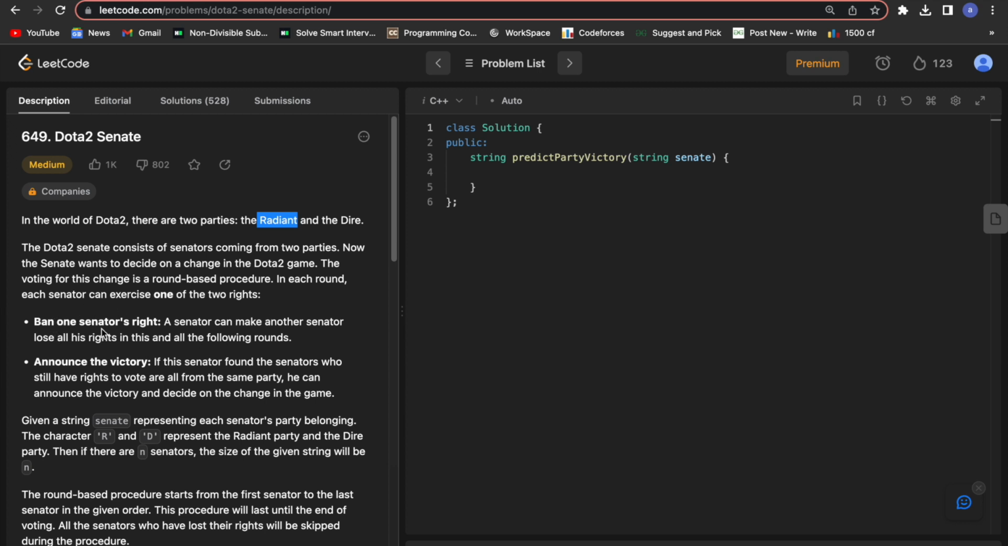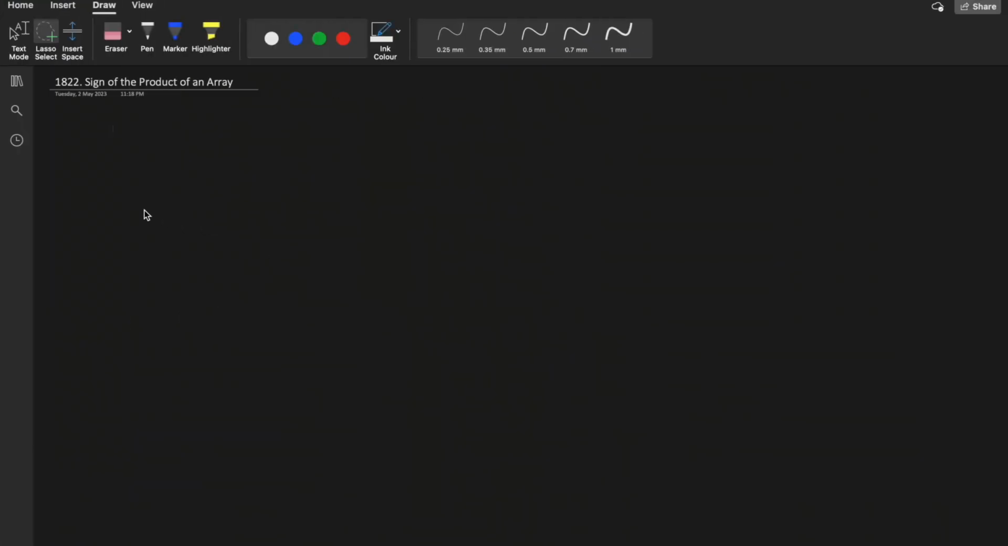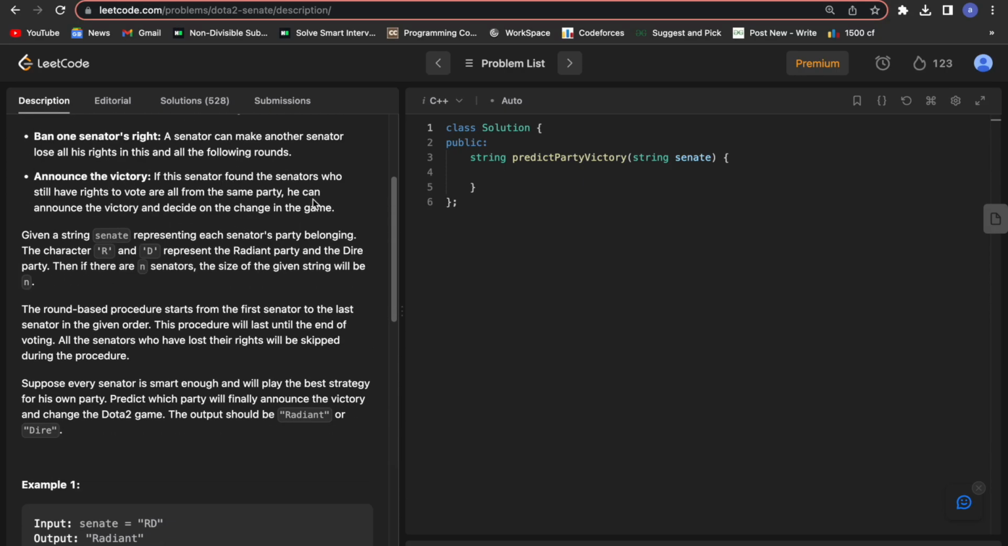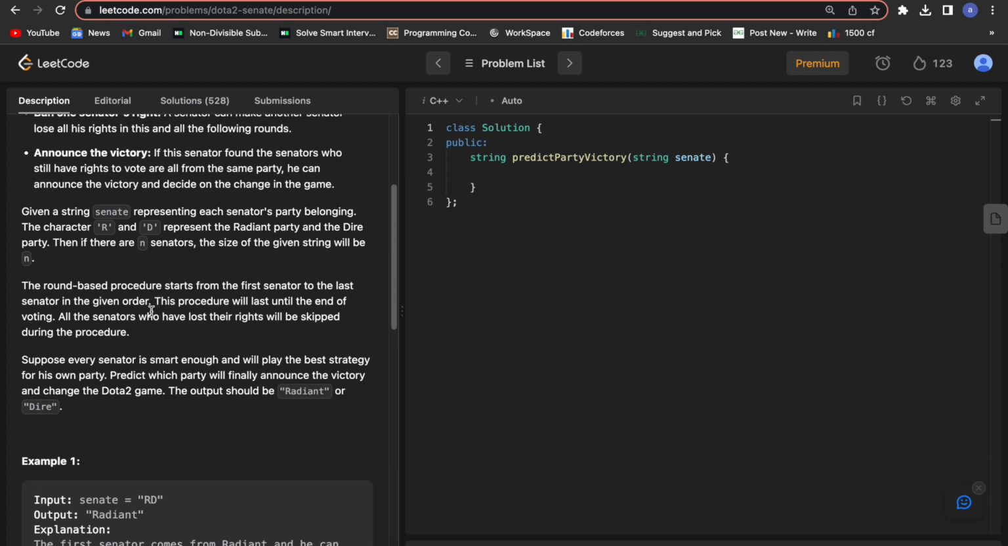In this system they are given two rights. The first one is to ban one senator's right. A senator can make another senator lose all his rights in this and all the following rounds. Suppose we have R and D, R can destroy all the rights of D and D will be eliminated, it will not be present. The second says to announce the victory. If all the remaining senators are from a single party, then that party is victorious. I think it can be solved pretty easily. They are given R and D representatives, and it is a round based procedure.